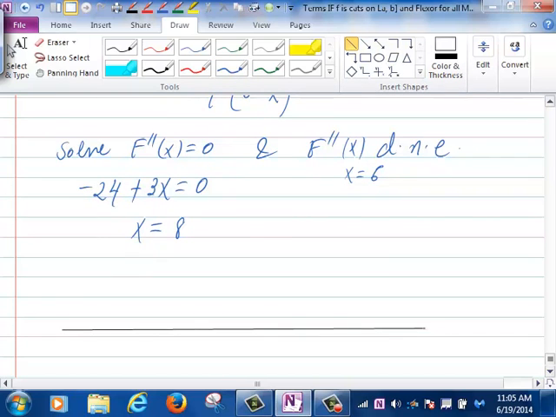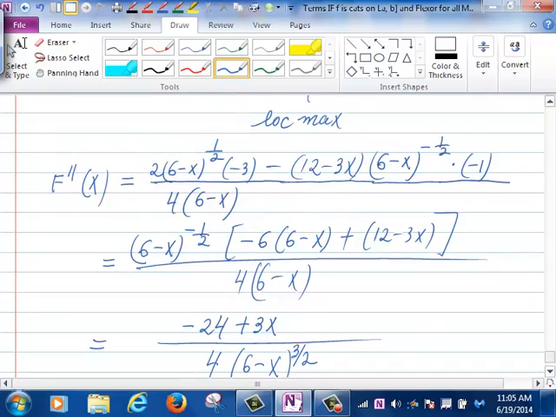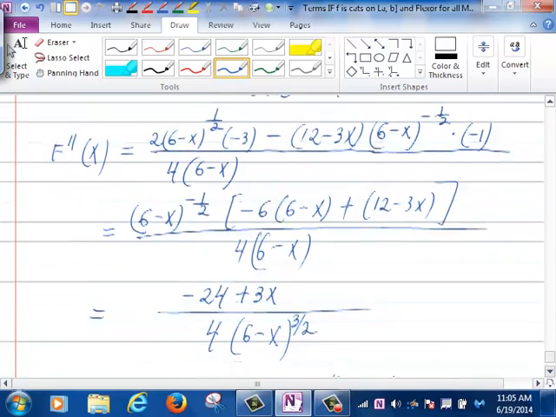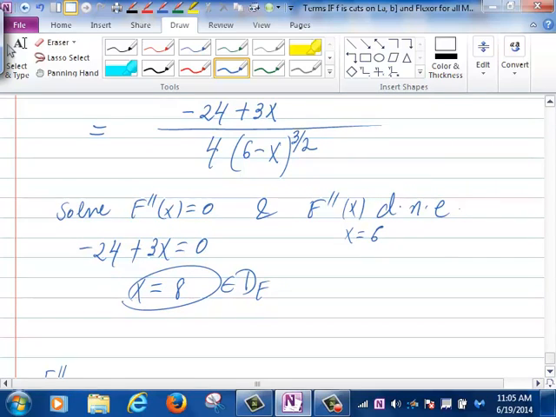The sign graph for the second derivative, this would be 6, right? And we have to, oh, wait a minute. Yeah, notice that this is not in the domain of the function. What does it mean then? It means that the sign of the second derivative would be the same everywhere, right? Well, what's the sign then of the second derivative? It's negative 24 plus 3x, right? So we see that it's always negative, right?